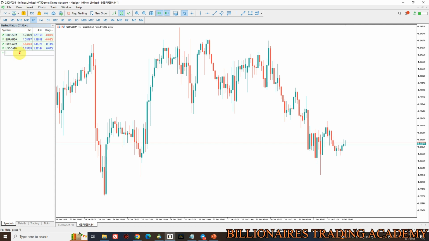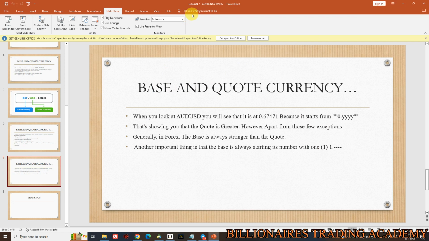Let's check AUD USD. AUD USD, on the other hand, is starting with 0.7. You see, so this means the core currency is stronger than the base. So these are the differences. Ladies and gentlemen, that is about the core currency and the base currency.